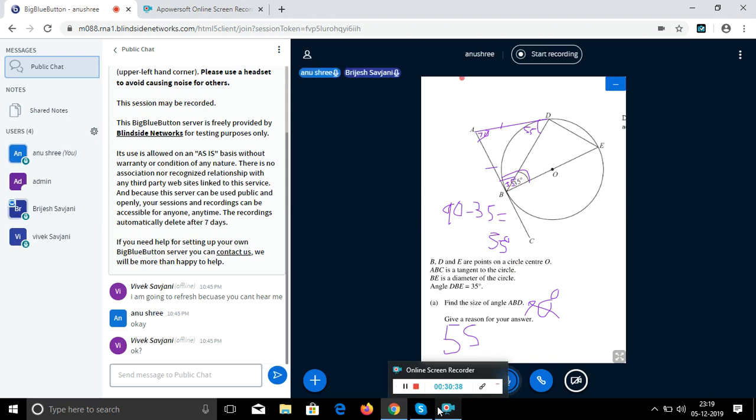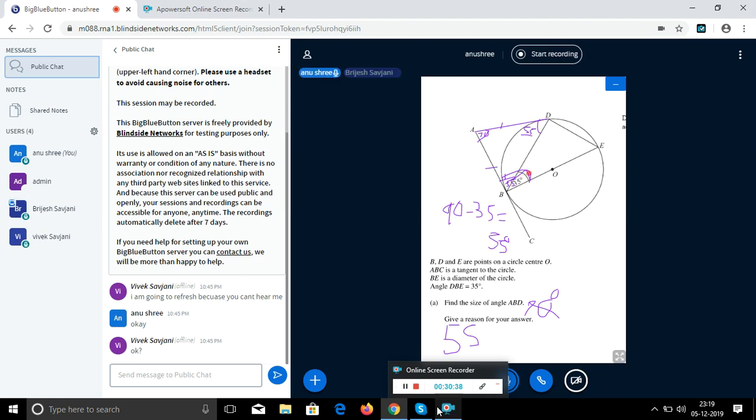So you know that this angle here must be 90 degrees. So 90 minus 35 equals 55 degrees. So that angle is 55 degrees, which means that angle is also 55 degrees because it's isosceles, and that angle will be 70 degrees because 55 plus 55 is 110, and 180 minus 110 is 70. But ABD is the base angle.